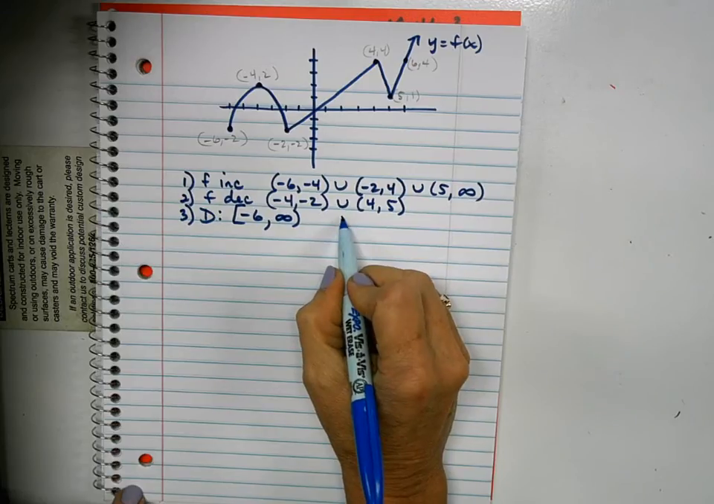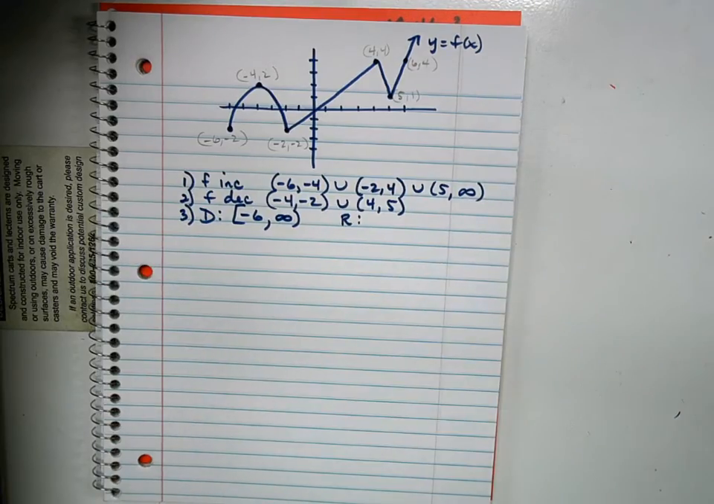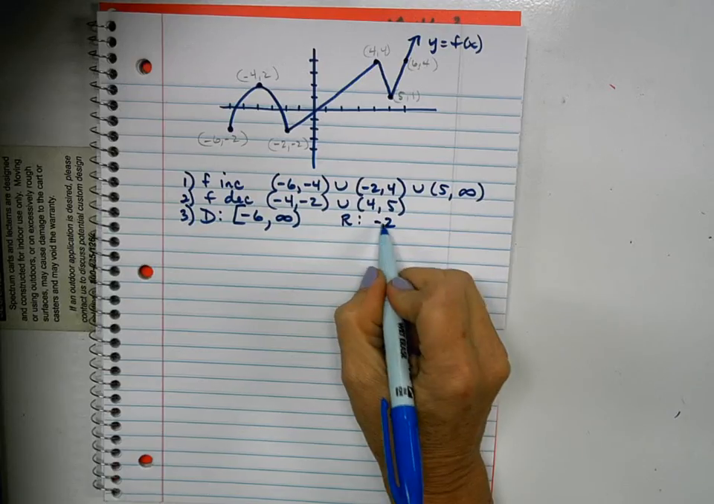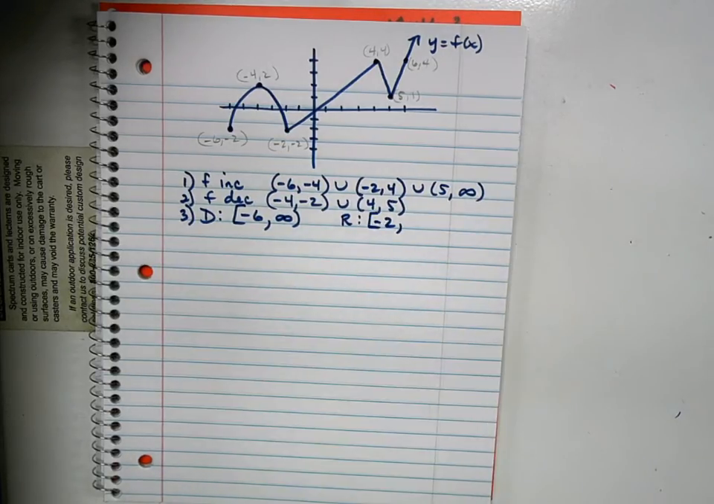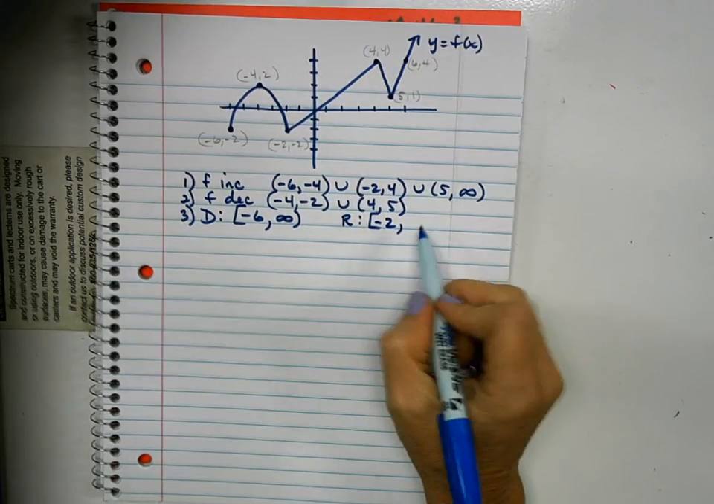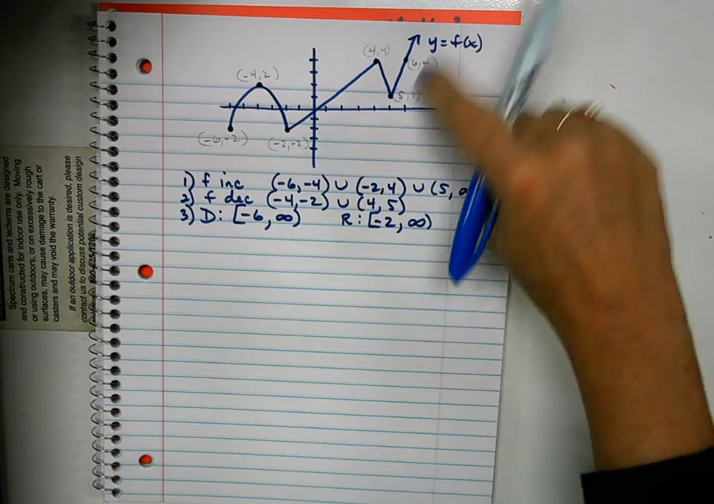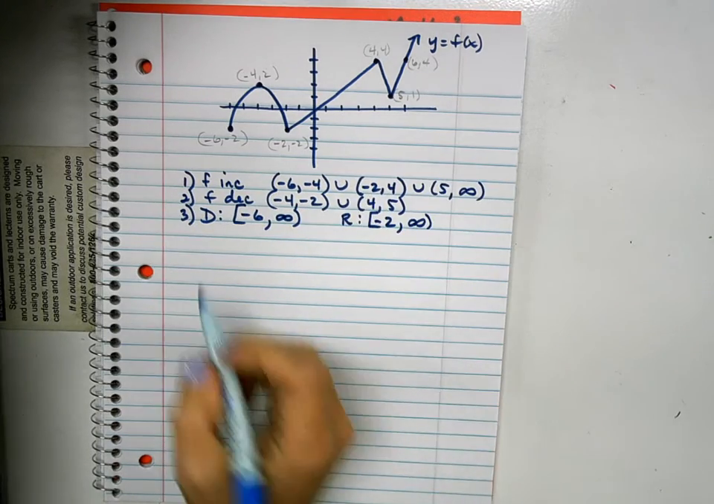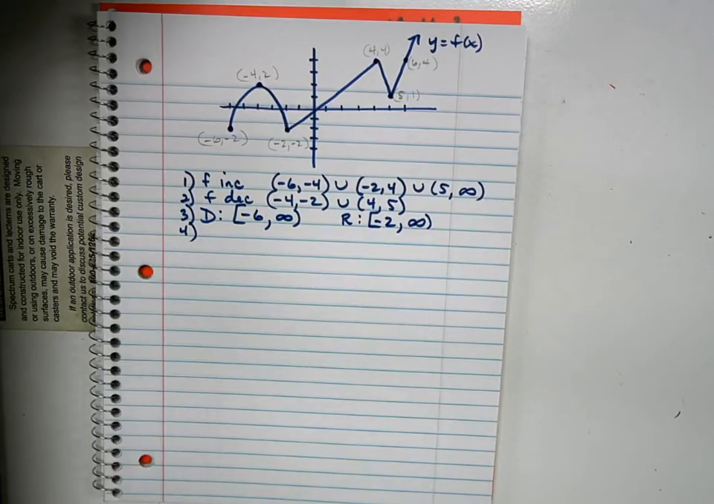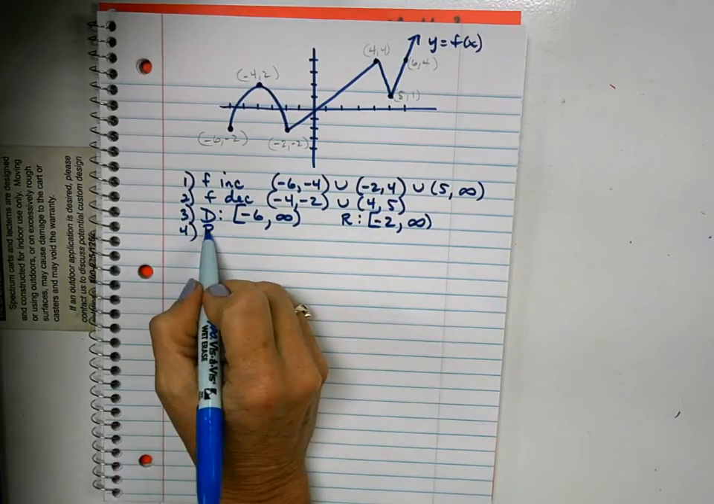The range, that's how low and how high. How far down does it go? -2, does it hit it? Yes, so we'll put a bracket. How high does it go? Infinity, and there's no breaks in between. It just, even though it kind of goes up and down a while, but right here it's going to keep going up forever. Okay? Number 4 then, I want you to give me the coordinates of the relative min.